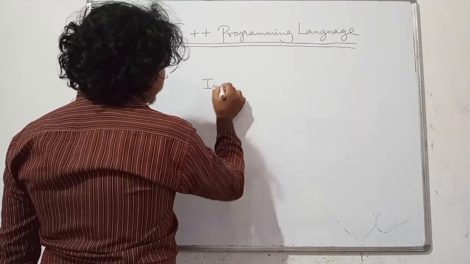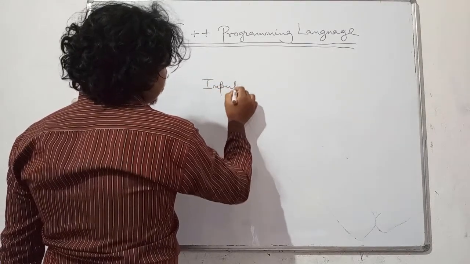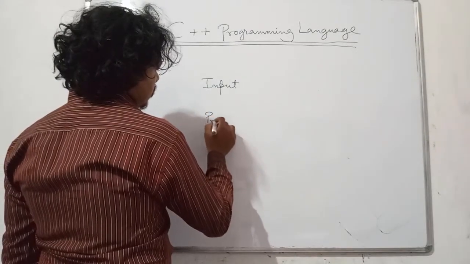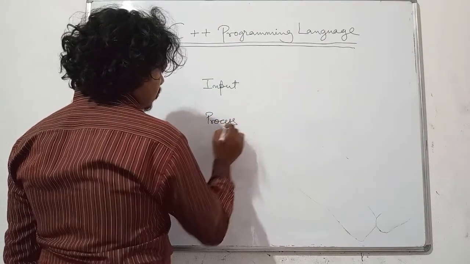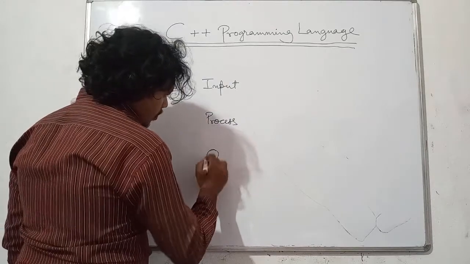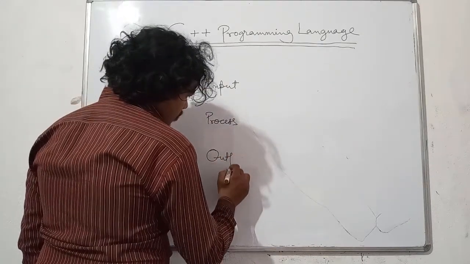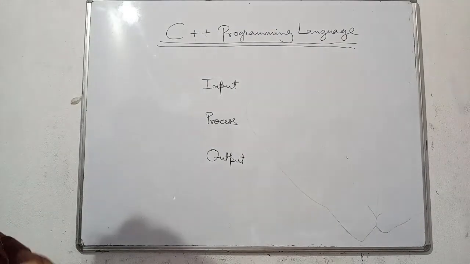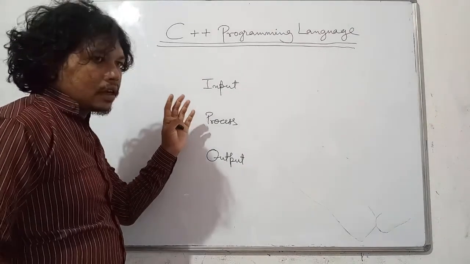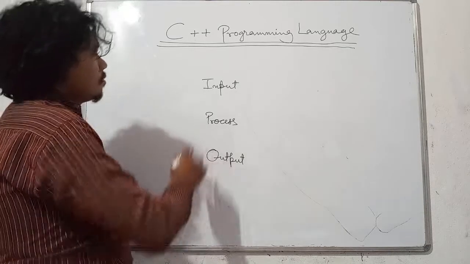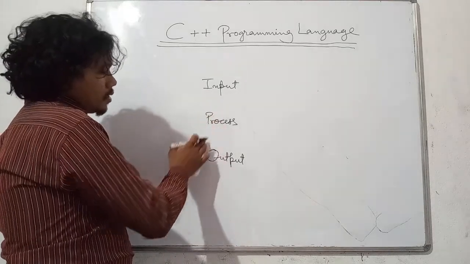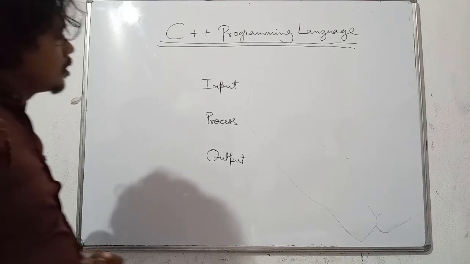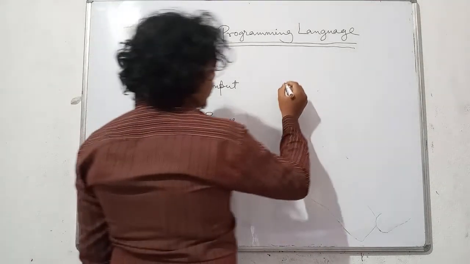First is input, then you need process, then you need output. Any programming language works under input, process and output. Input, process and output. So here I have data.